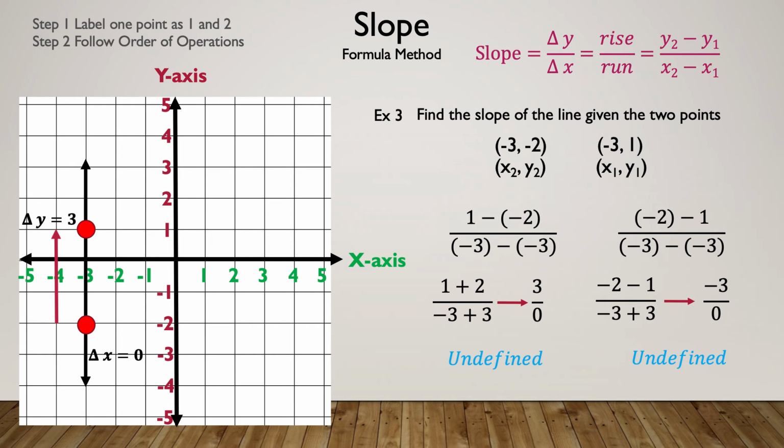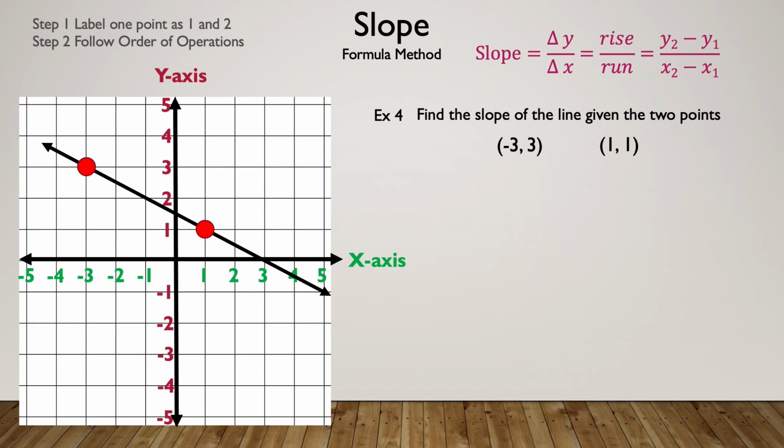Let's take a look at the last example, where we have the points (-3, 3) and (1, 1). Let's go ahead and label them: (-3, 3) will be point 1, and (1, 1) will be point 2. Now we can substitute those numbers into the slope formula that is already on the screen.